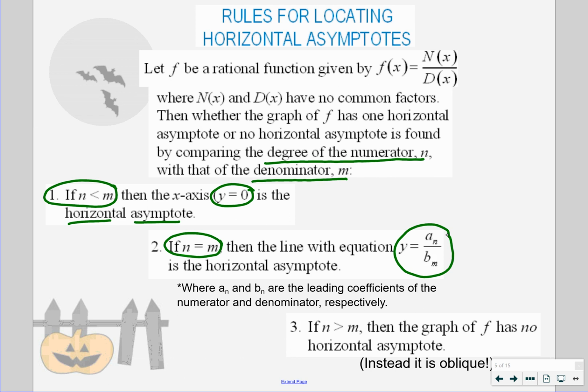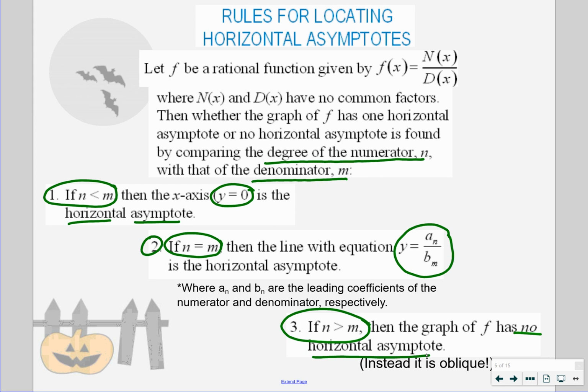If n is greater than m, excuse me, then there is just no horizontal asymptote. Instead, it's an oblique asymptote. You can only have one or the other. Oblique is a fancy way of saying a diagonal asymptote, or it could be other shapes as well. Most of ours will be diagonal. Anything other than linear, that's horizontal or vertical, okay?